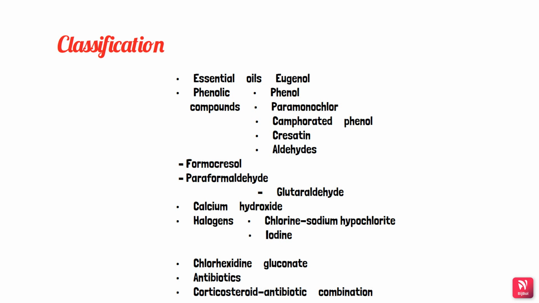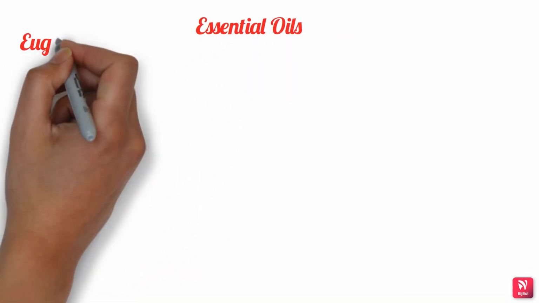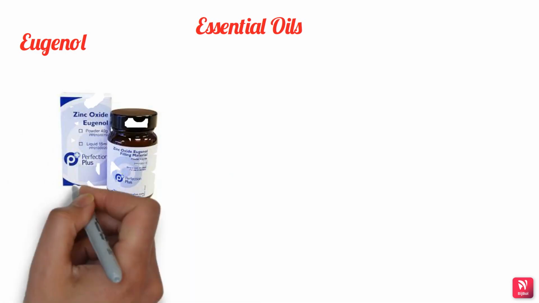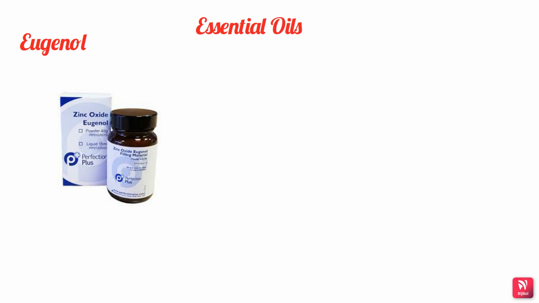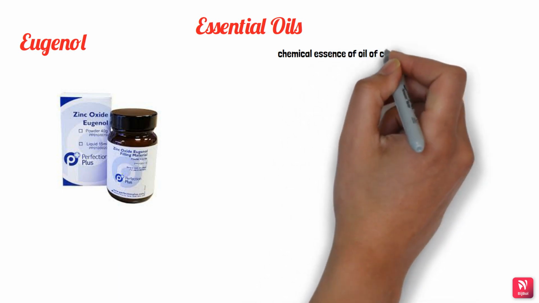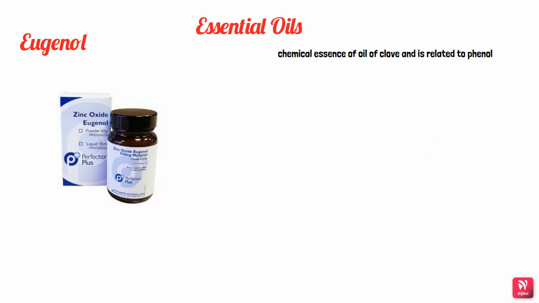If you see the essential oils in that, we discuss eugenol. It has been used in endodontics for many years, and it is a main constituent of the root canal sealers and also used as a temporary sealing agent. This substance is the chemical essence of the oil of clove and is related to phenol.